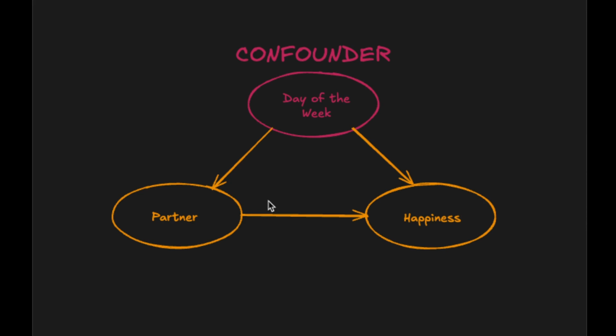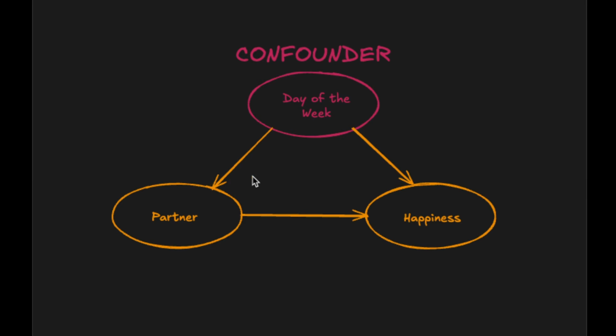Let's see why the day of the week is a confounder. A confounder is a variable that affects both the decision variable and the outcome. In this case, before deciding who to meet with, she needs to know their availability. And this comes from knowing the day of the week.